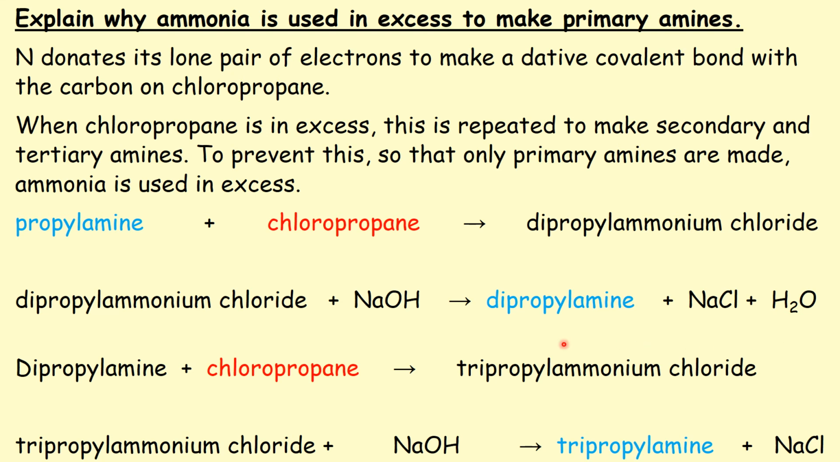Now that secondary amine, once it's made, if there is even more of an excess of chloropropane, or you add more, then you can make your tertiary amine. So there you go, tripropyl ammonium chloride. You add sodium hydroxide to it to make your amine, sodium chloride and water. Please remember the water at the end. It has gone off the slide.